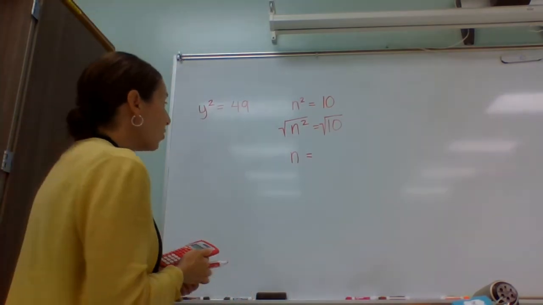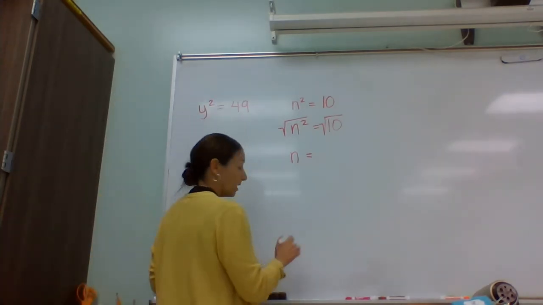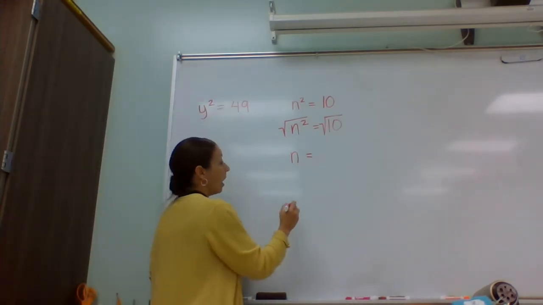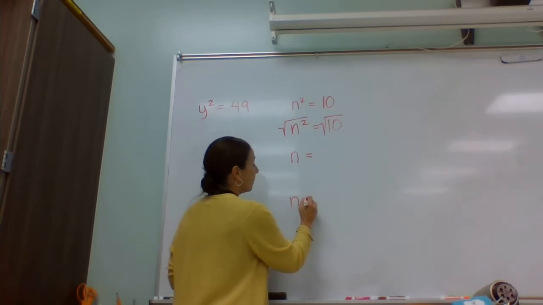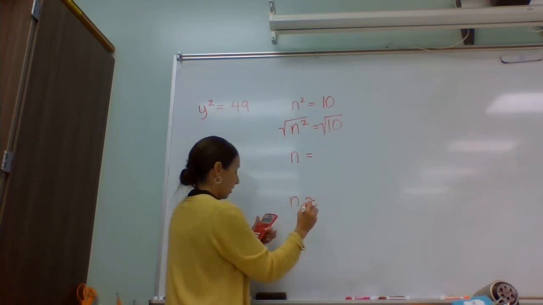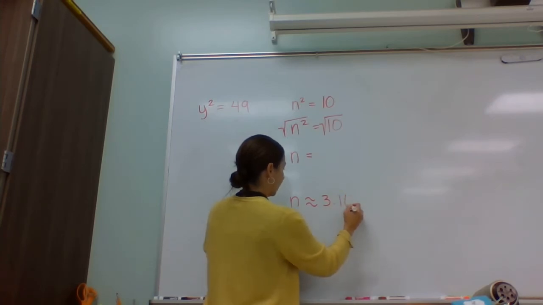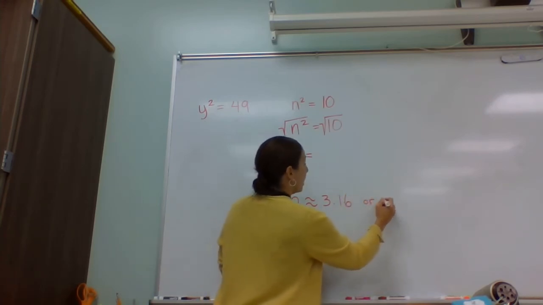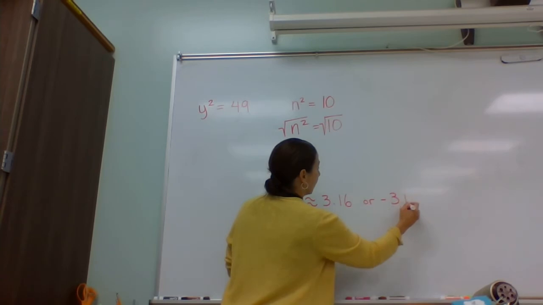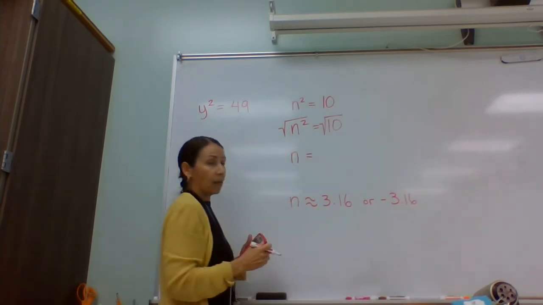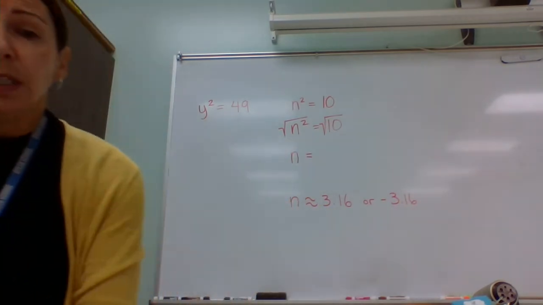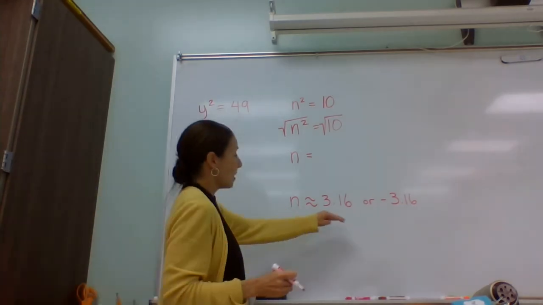And so I could say, and I didn't show this yesterday in class, that n is very close to 3.16 or negative 3.16. I could say it's very close to that. But there's really no reason for me to estimate.